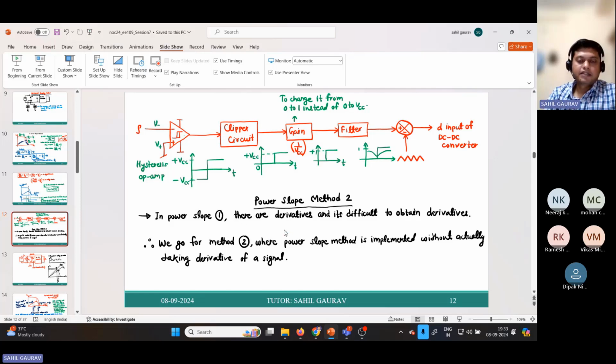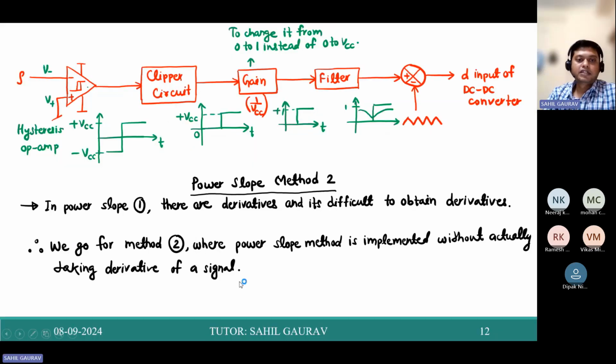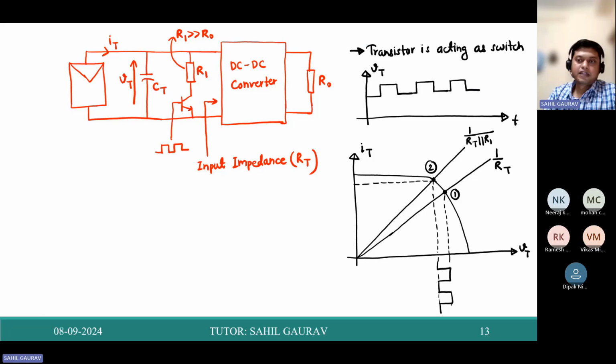Now coming to the second method of power slope. So in the power slope one, there are so many derivative terms, and it is difficult to obtain derivative. Therefore, we go for method 2, where this power slope method is implemented without actually taking derivative of signal. So in the first method, we have used so many derivatives, but to obtain derivatives, it is very difficult. Therefore, we are going to see the second method, where we are not using any derivative term.